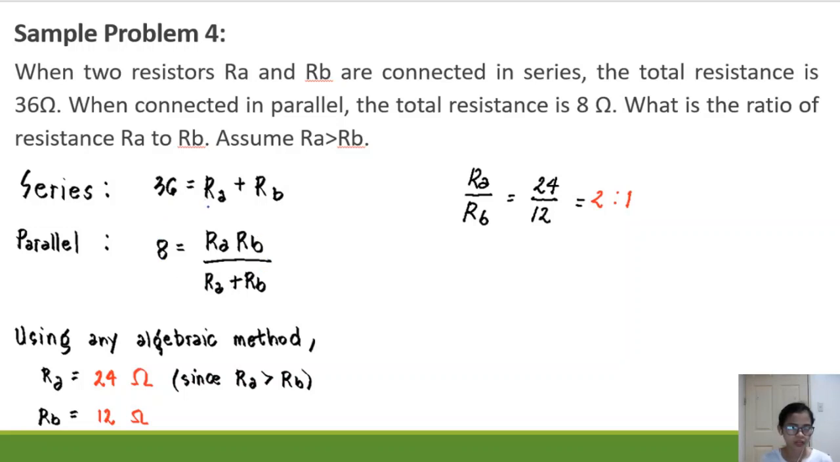By getting RA and RB, I assume that you have recalled your lessons from algebra on how to solve two equations with two unknowns. And I just do the shortcut, so we have here that RA is equal to 24 ohms. Why? Because there is an assumption here that RA is greater than RB. Then the ratio of RA to RB would be 2:1.